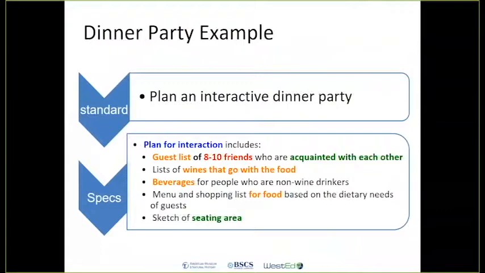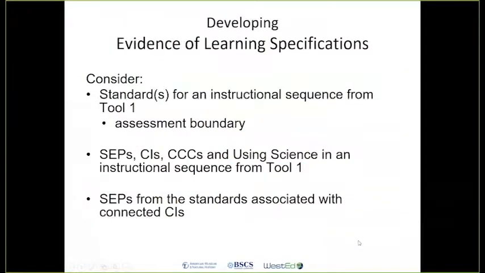So here's what we did. Here is our standard, plan an interactive dinner party. Our plan for interaction includes a guest list, which you guys said, of 8 to 10 friends who are acquainted with each other, lists of wine or other beverages that go with the food, beverages for people who are non-wine drinkers, a menu and shopping list for food based on dietary needs of guests, or a sketch of a seating area. All of those are evidence that you have planned for an interactive dinner party.